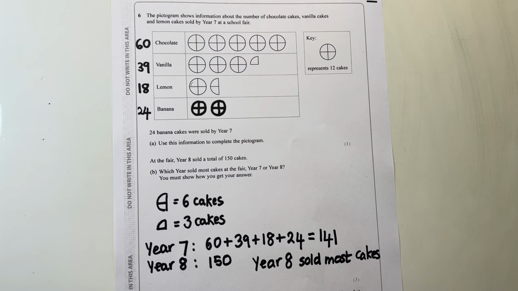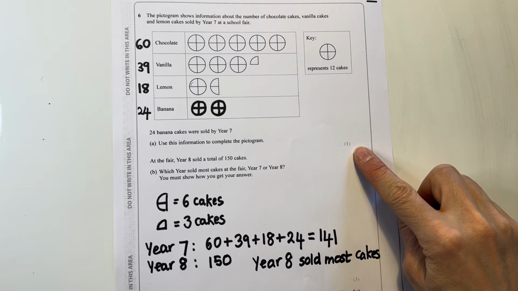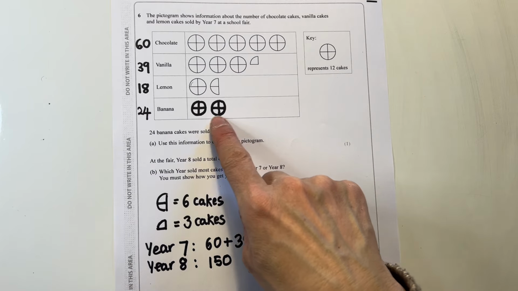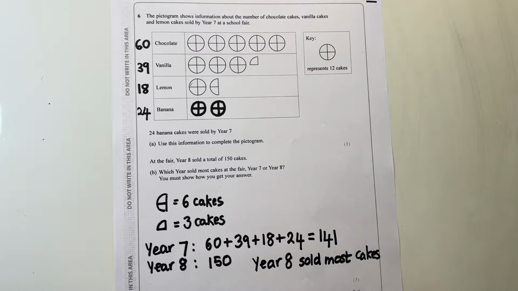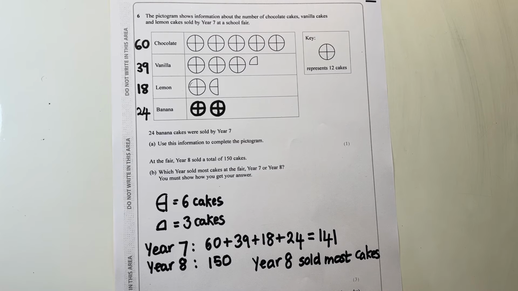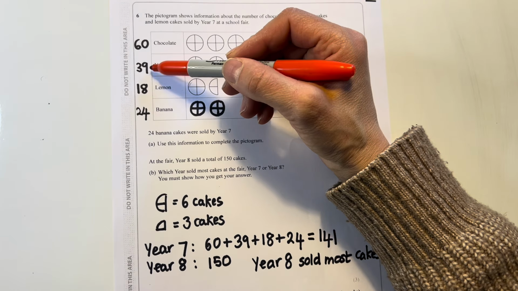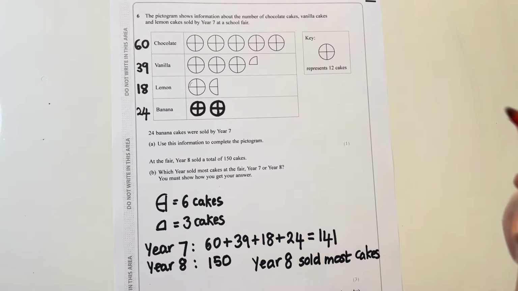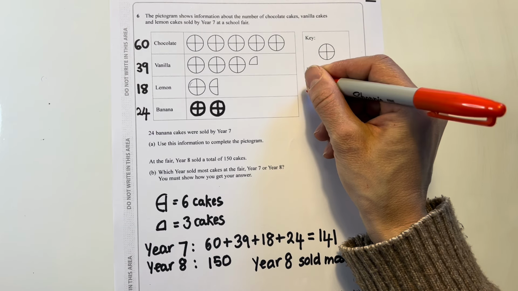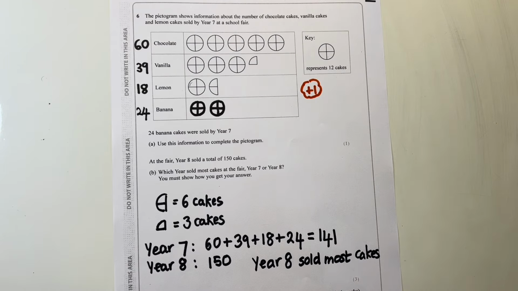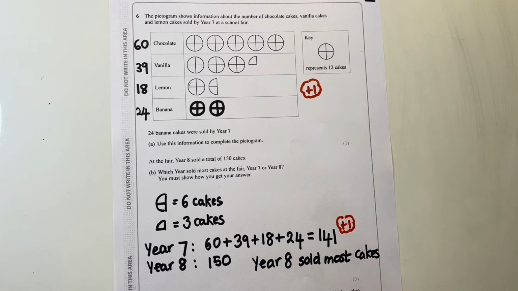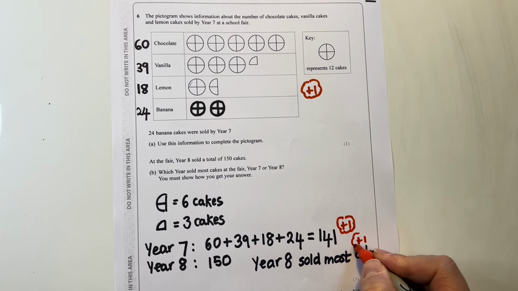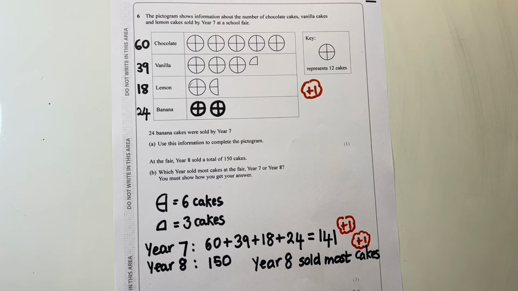This question is worth 4 marks. Part A is worth 1 mark. And you get this by showing the 2 full circles in the chart. Part B is worth 3 marks. The first mark is for using the pictograms to find out how many chocolate, vanilla or lemon cakes were sold. Another is for finding the total in Year 7. And finally, for making the conclusion that Year 8 sold the most cakes.